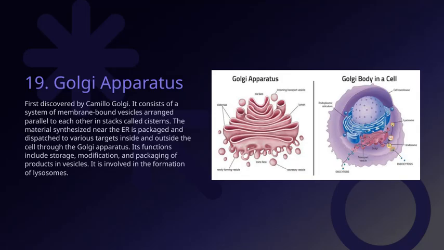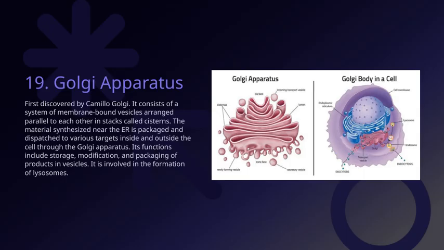Let's take a closer look at the Golgi apparatus, which was first discovered by Camillo Golgi. It's essentially a series of membrane-bound vesicles that are stacked parallel to each other, and these stacks are called cisterns. Think of it as a processing and sorting center within the cell. The Golgi is responsible for handling materials that are synthesized near the endoplasmic reticulum, or ER. It packages these materials into vesicles and then dispatches them to various destinations, both inside and outside the cell. This makes it a crucial part of cellular logistics and communication.